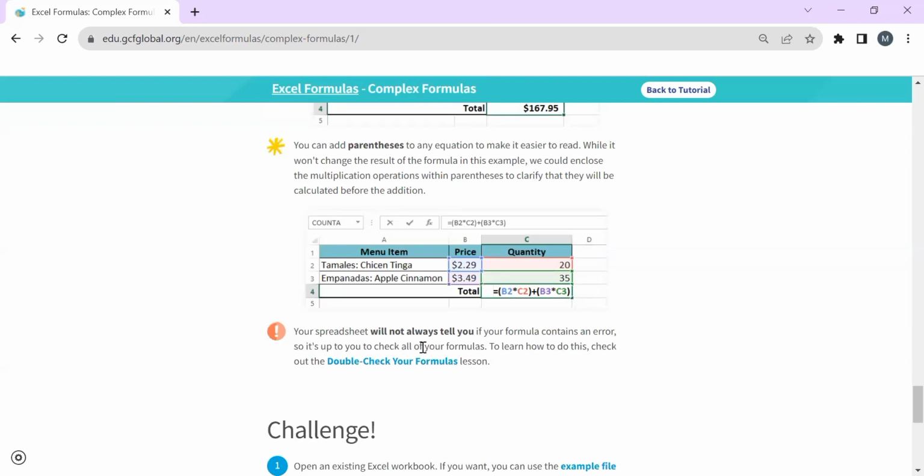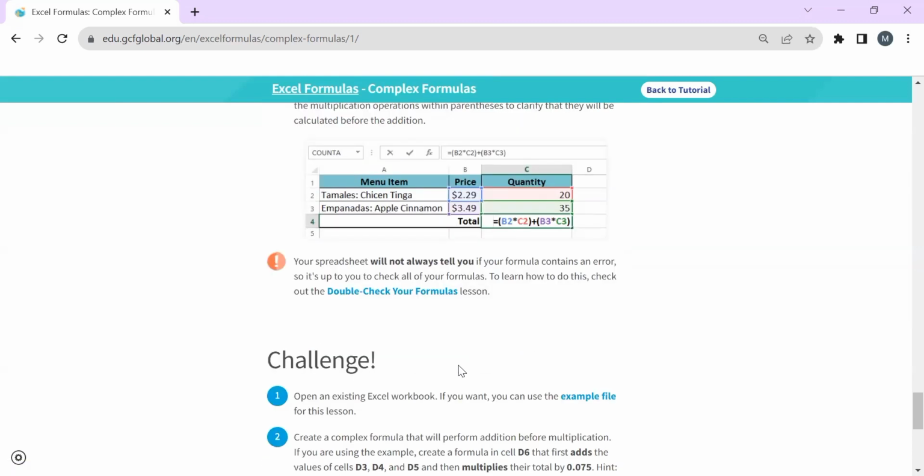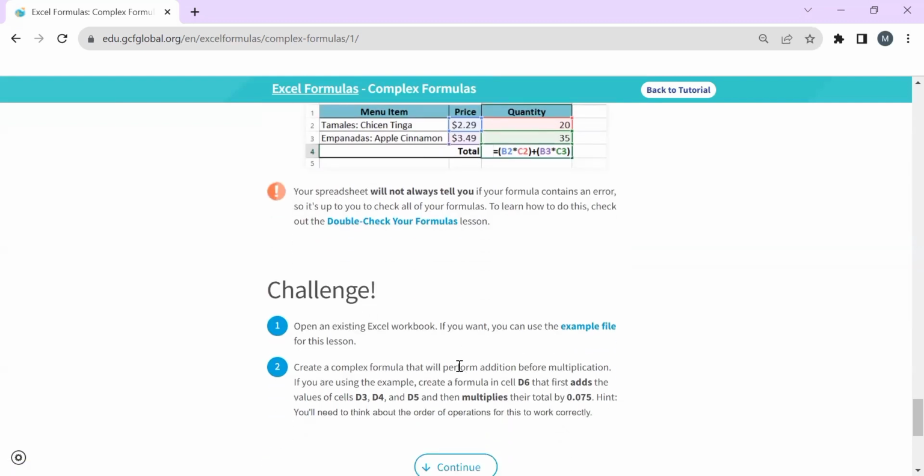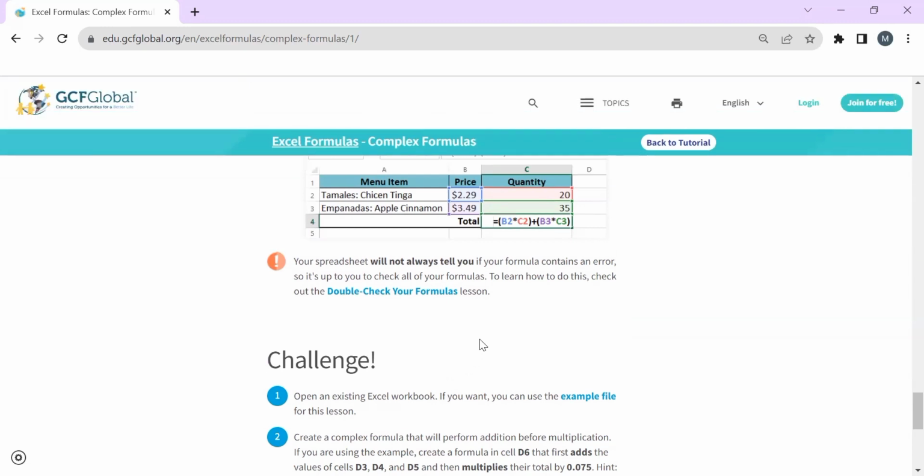Your spreadsheet will not always tell you if your formula contains an error. So it's up to you to check all your formulas. So yun na. So lagi nating tatandaan yung PEMDAS. Kaya pag mag-write tayo ng formula natin sa Excel, para hindi nagkakamali or tama yung nakukuha mong sagot, kailangan mong alam to. So, yun lang.